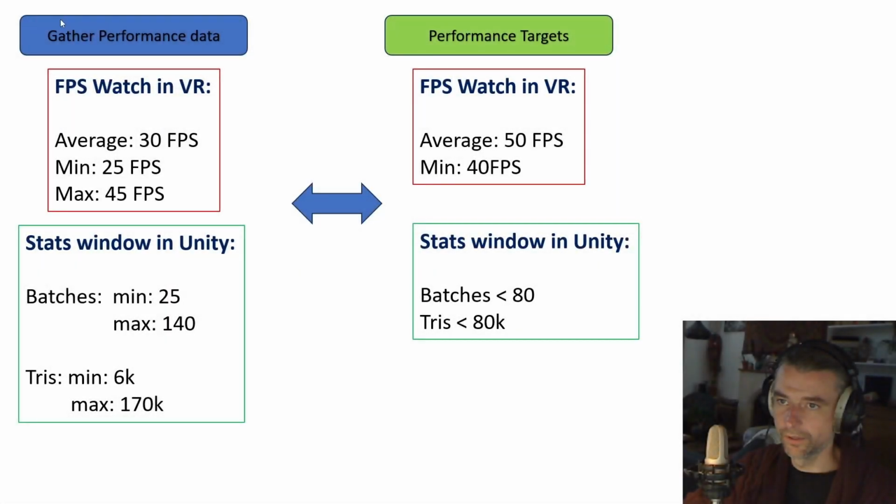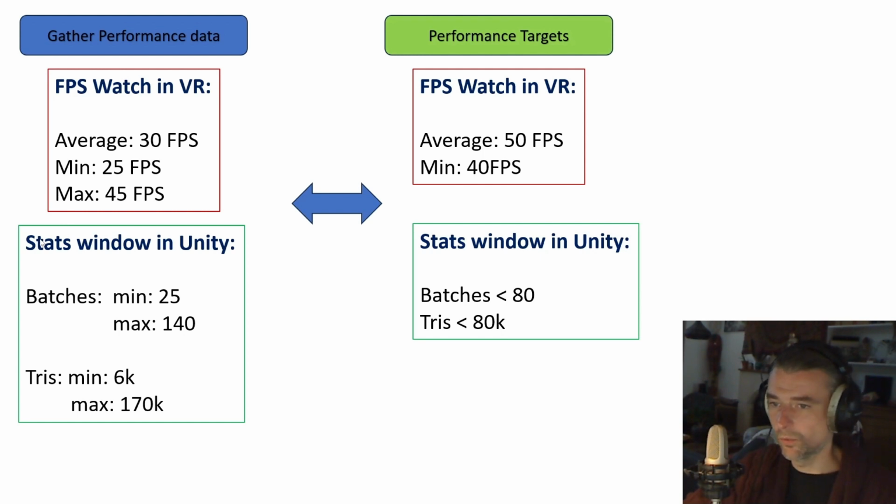Okay, so here I gathered all the performance data we've collected. As you remember, we deployed the experience on the canister and we visited the experience in VR and we used the FPS watch to see what is the FPS value of the experience. And we walked around the experience and the average value was around 30 FPS. I think in some places it was as low as 25 FPS, which is really low. And in some other places, it was 45 maximum.